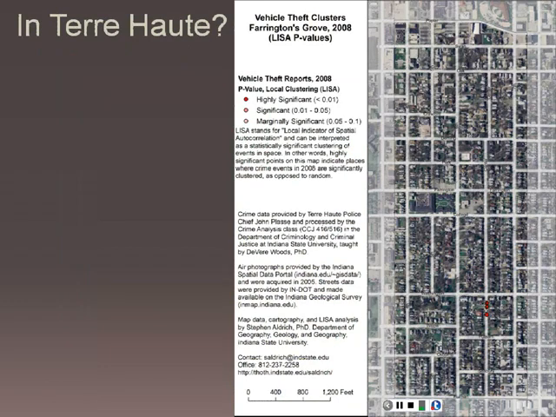Just to skip ahead, we can actually look at that in terms of crime here in Terre Haute. If you look at the Farrington's Grove neighborhood down south here, there were a bunch of vehicle thefts in 2008. But if you look at just the clustering of those vehicle thefts, there was a significant clustering down here south of Washington Street. We could look at just theft in general, and while there were thefts all over the neighborhood, which is kind of defined this way, there were highly significant clusters of theft in these locations.